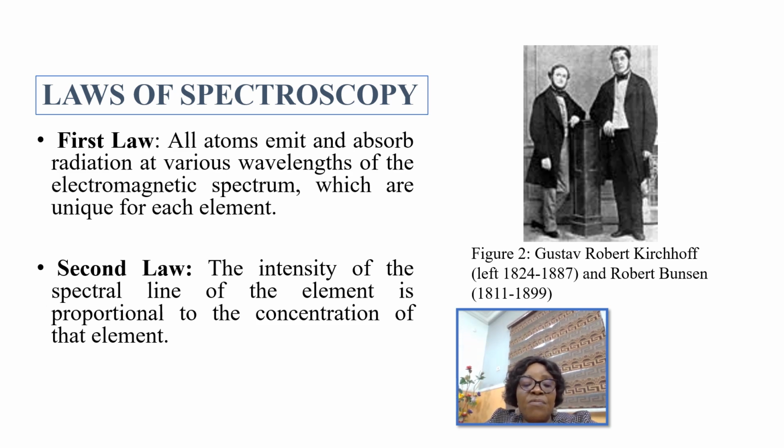This was first discovered in 1860 by Gustav Robert Kirchhoff and Robert Wilhelm Bunsen. They published in their landmark paper, and they discovered cesium and rubidium using this new technique of spectroscopy.